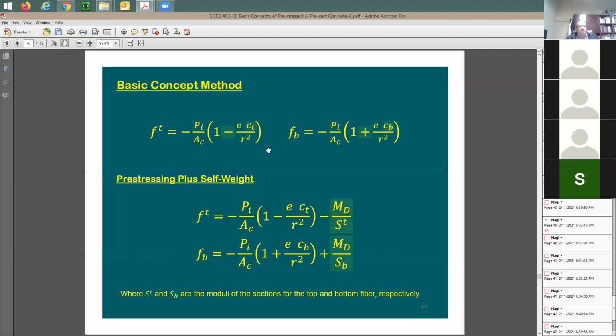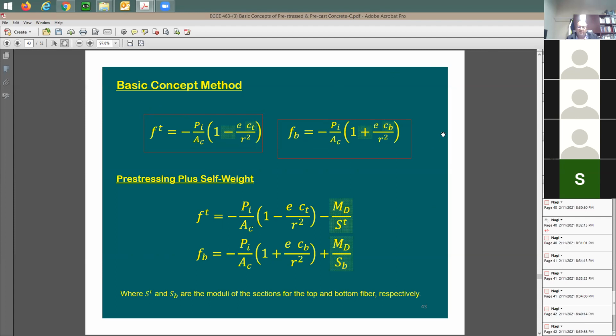What happened to my equation? You see here, it says F top. What is this? I'm going to say this is due to the pre-stress only. And this one here is going to be due to the pre-stress only, top and bottom. But let's look here at this.